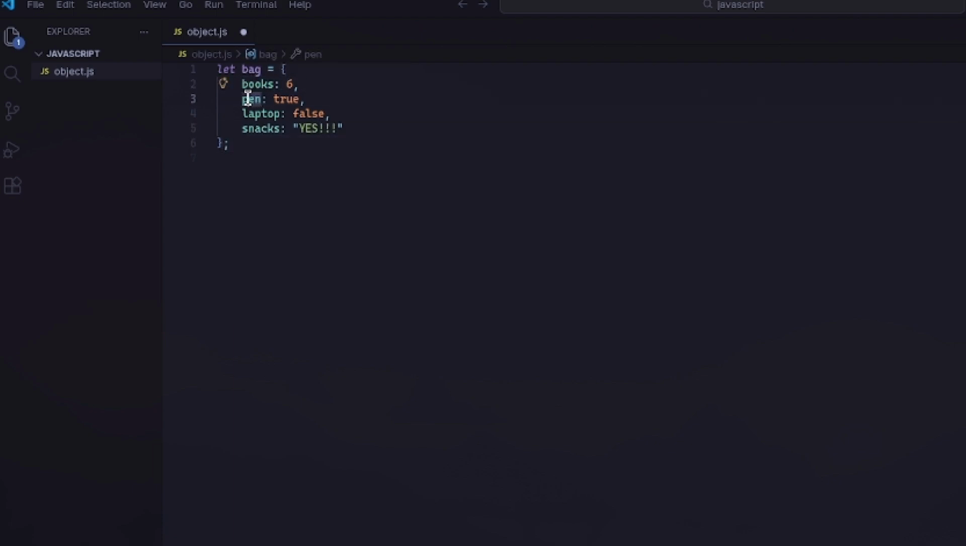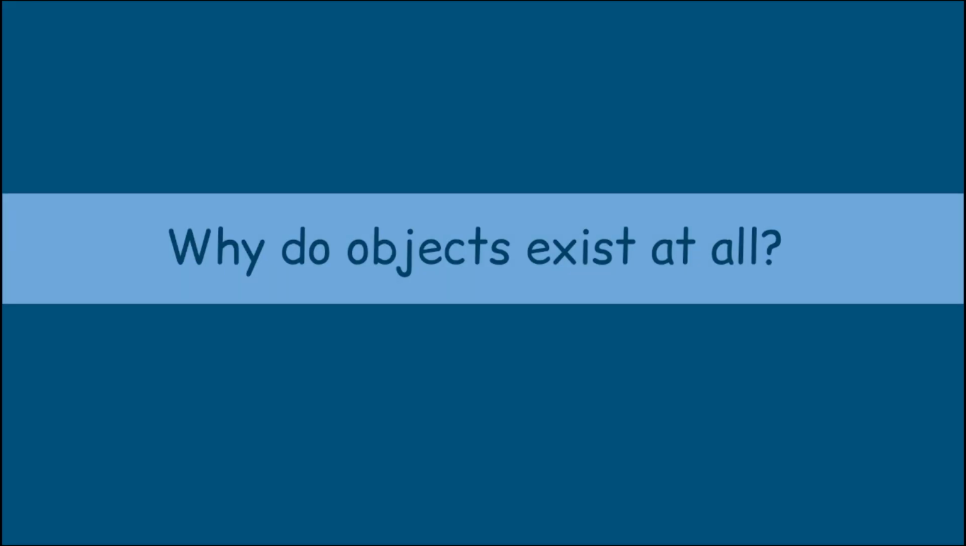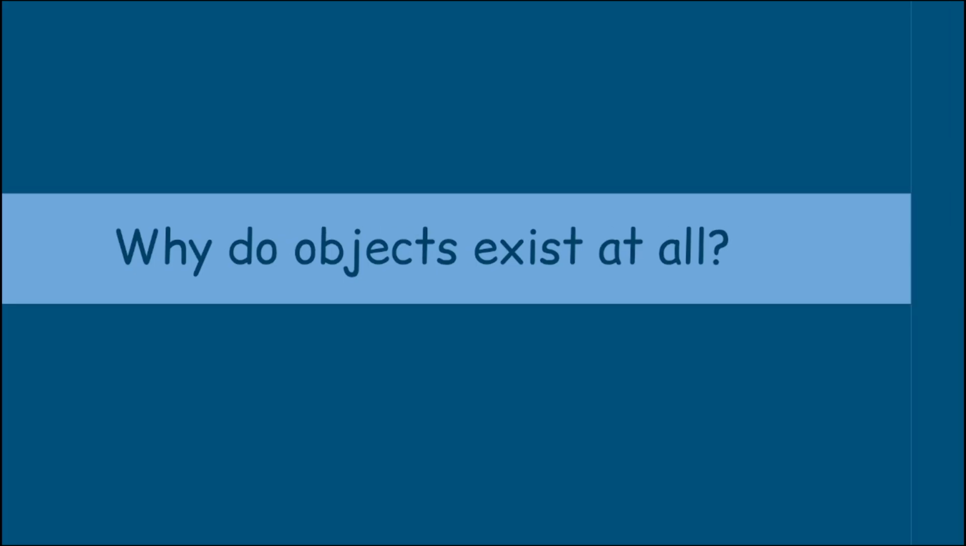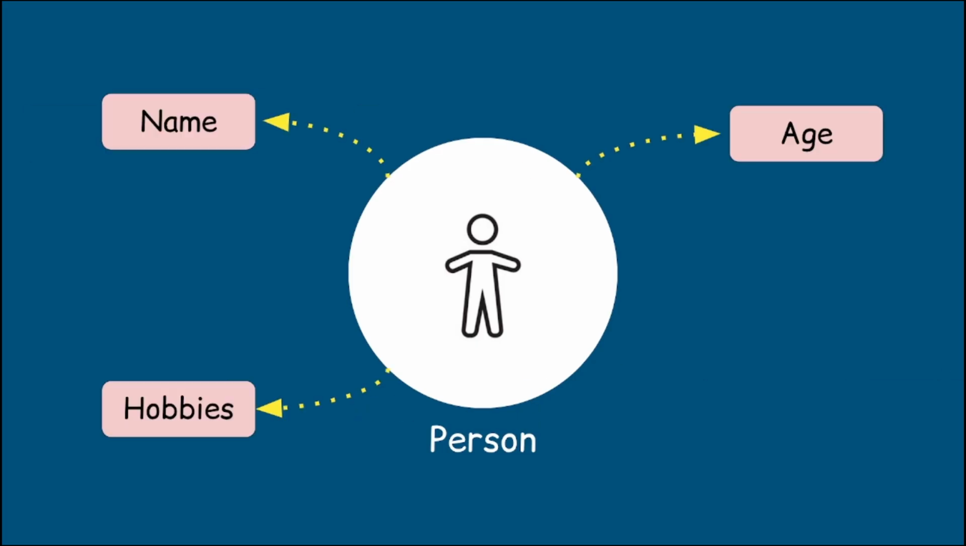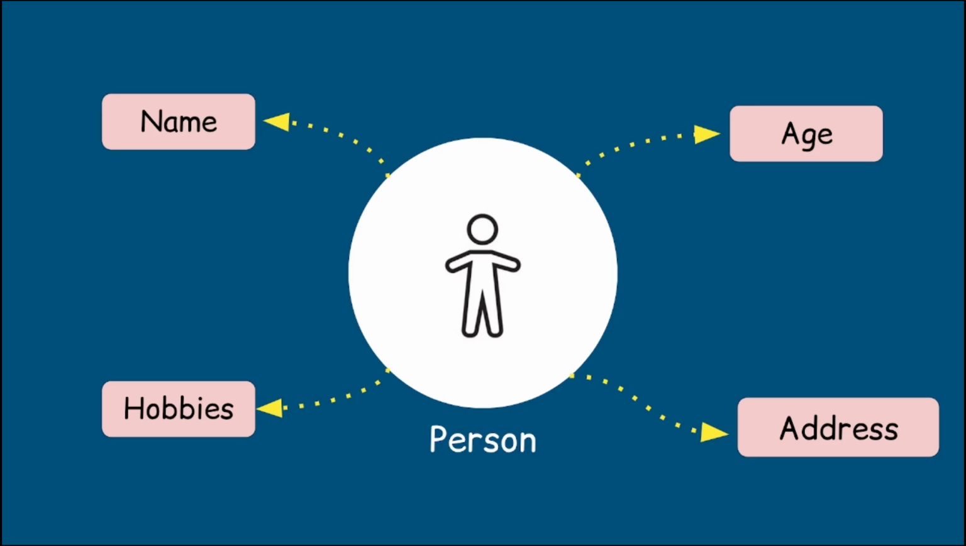Books, pens, snacks, and laptop are property names. 6, true, false, and yes are property values. That's it. That's an object. No magic, no mystery. Now, the important question is, why do objects exist at all? Because real life is not made of single values. A person isn't just a name. A person has an age, hobbies, maybe an address, maybe even personality.